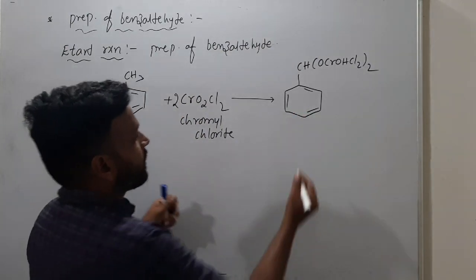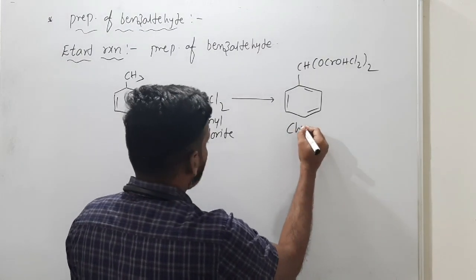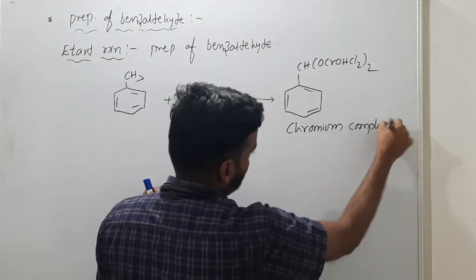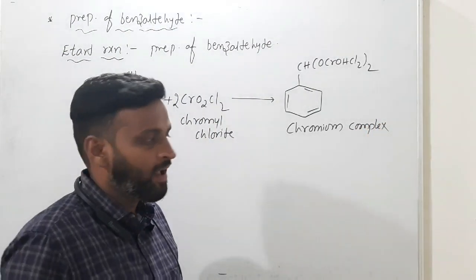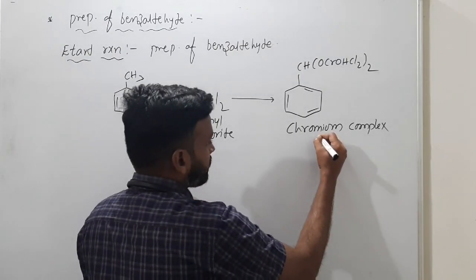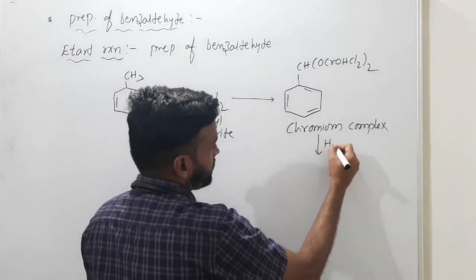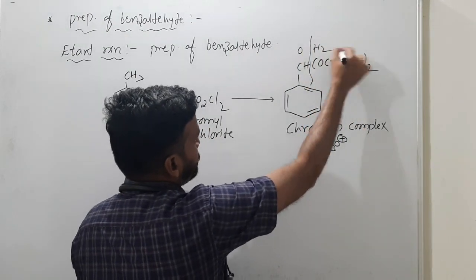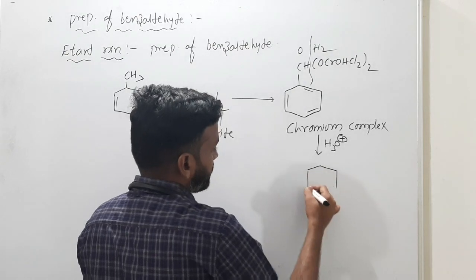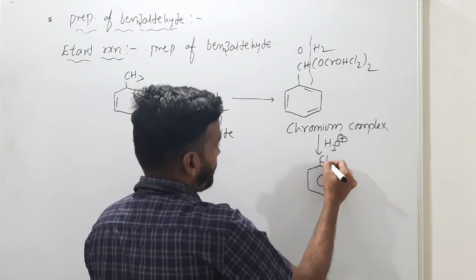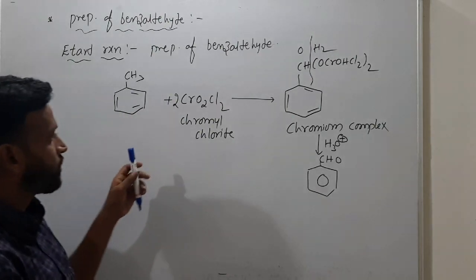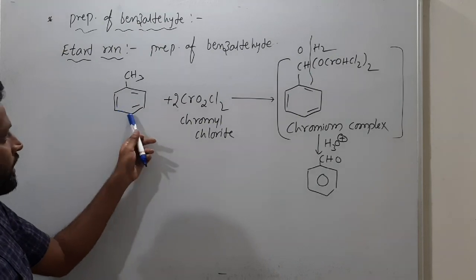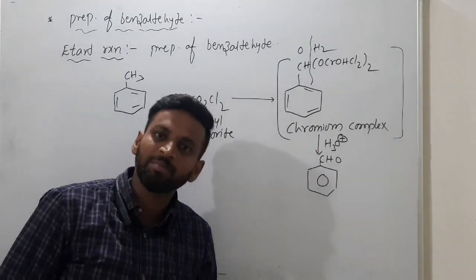This has no particular name, just a chromium complex with toluene. Then comes further hydrolysis with H3O plus, very simple, here O and here H2, that's it. That byproduct is unnecessary for you. So C6H5 and CHO, benzaldehyde. This chromium complex is very important to you. Toluene with chromyl chloride gives benzaldehyde.